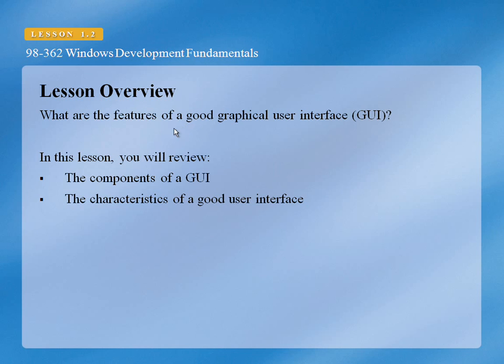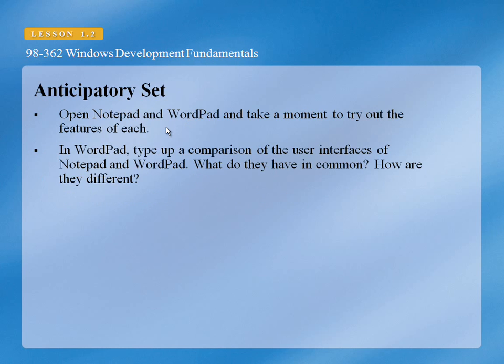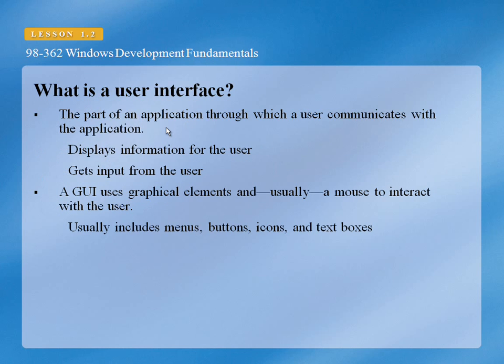First, we are going to clear up the idea of user interface. What is the exact use of a user interface? A GUI is the most important part of an application. It performs the main role of displaying information to the user and getting input from the user. A GUI uses graphical elements like the mouse. A GUI usually includes menus, buttons, icons and text boxes to communicate with the user.